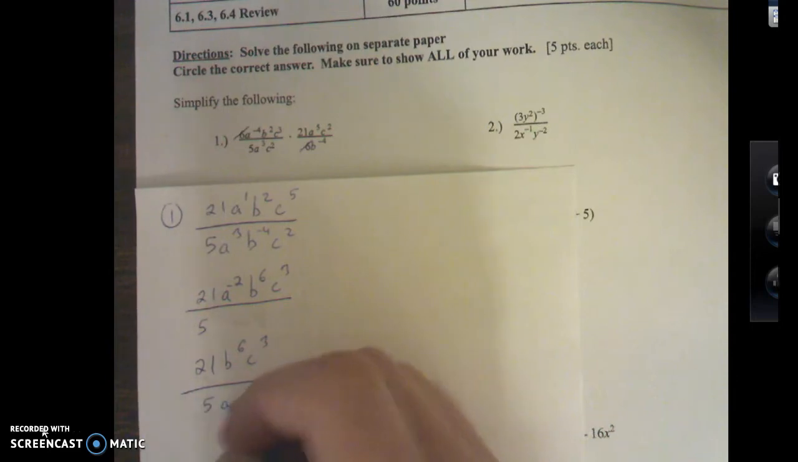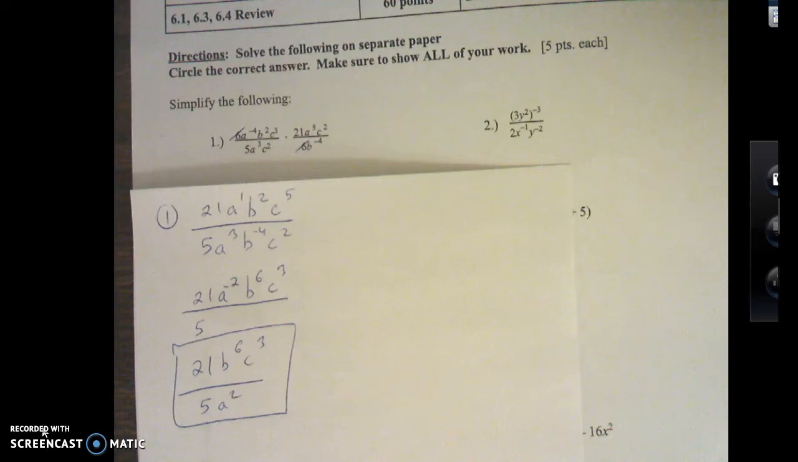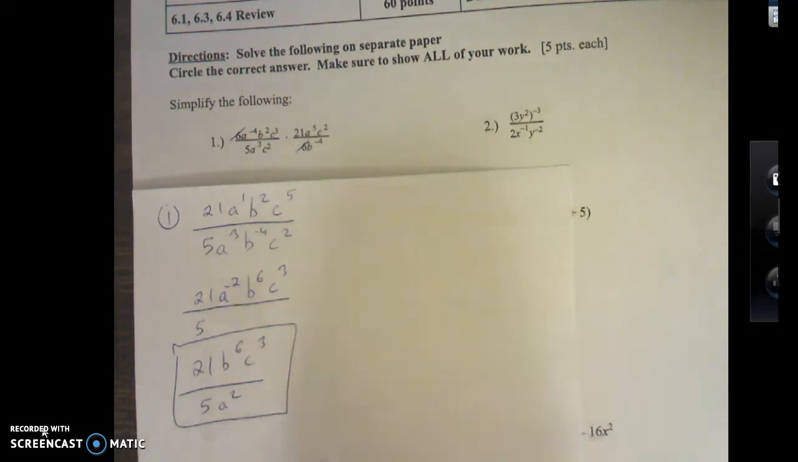And so I end up getting 21b to the 6th, c to the 3rd divided by 5a squared. I have only an a, b, c once. I have no negative exponents. Everything's fully reduced down. I am good to go.